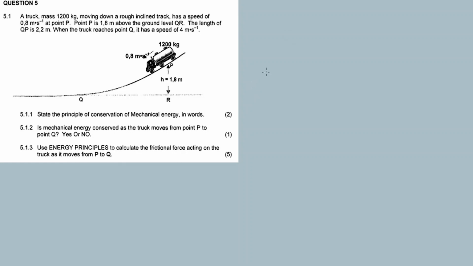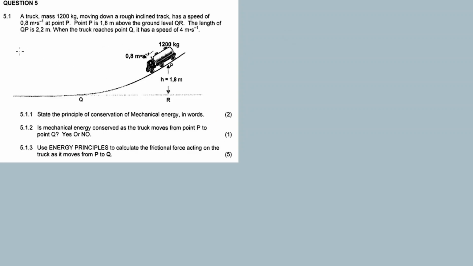So question 5. This question is a two-part question. In 5.1, we're seeing a truck on an incline. Then we have 5.2, where we have two cars following one another, right?